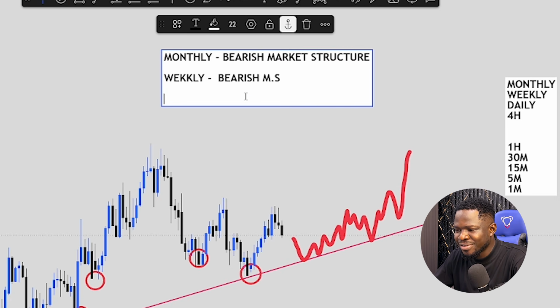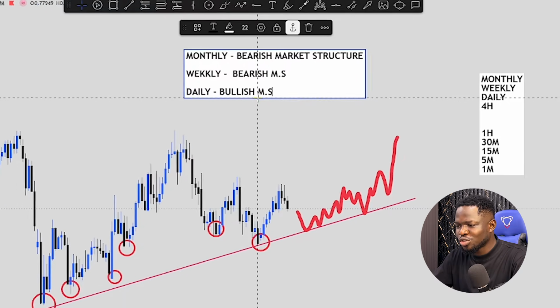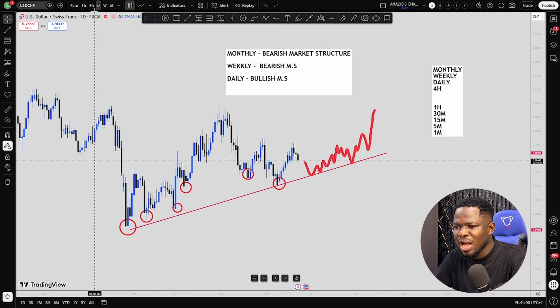Then on the daily time frame, buyers are the ones in charge. I'm going to use MS to represent bullish market structure. So let's scale down to the 4 hours time frame.